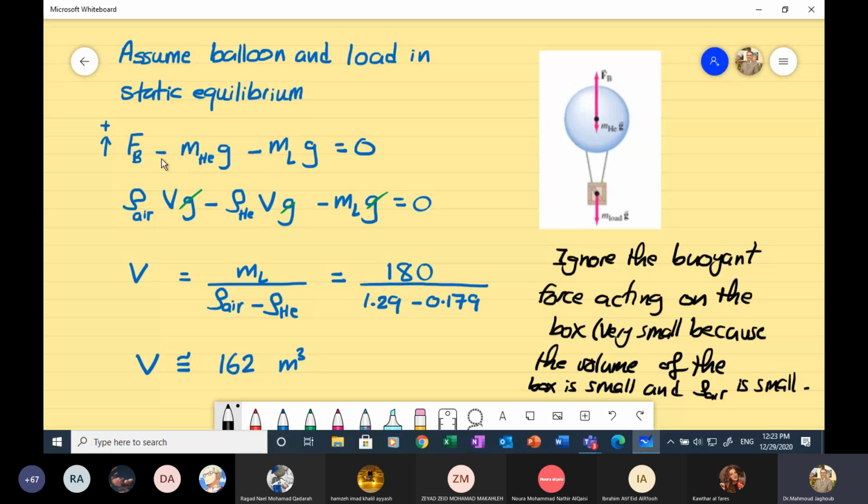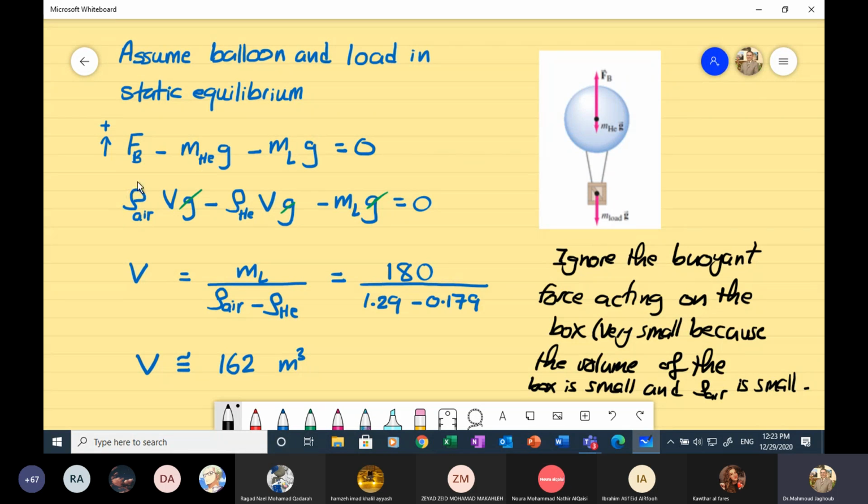We have FB minus this force, which is the weight of the helium, which is M helium times G, minus the weight of the load plus the skin of the balloon, which is ML times G. L يعني load. All that equal to 0 because it's in static equilibrium, hanging in the air in static equilibrium.